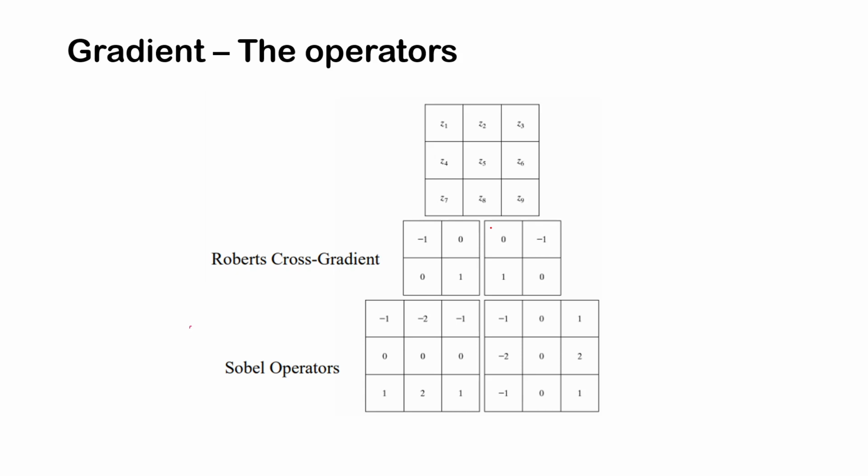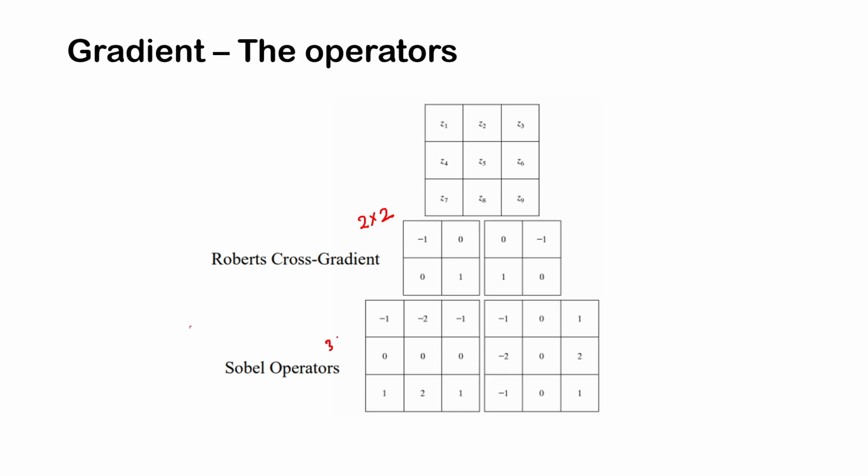So what are the operators? What are the kernels, or the masks, the filters that we use for the gradient? There are two types here. Actually there are more than that, but we are going to cover two, mostly one. The first one is called the cross gradient, which is a 2x2 kernel, and the other one is called the Sobel operator.